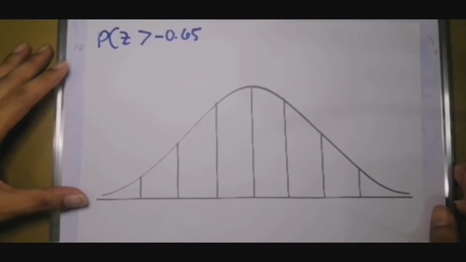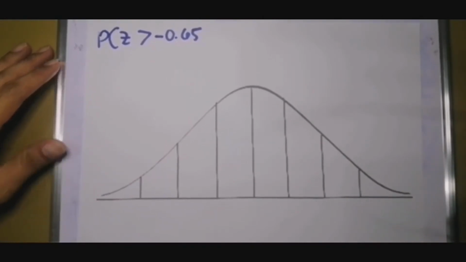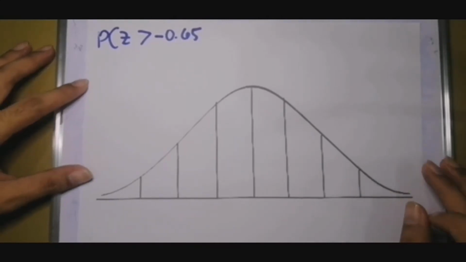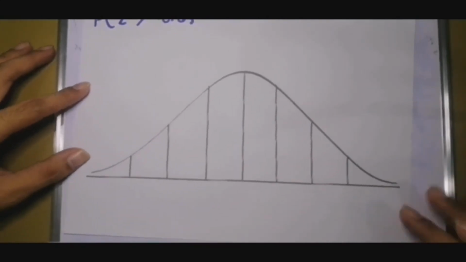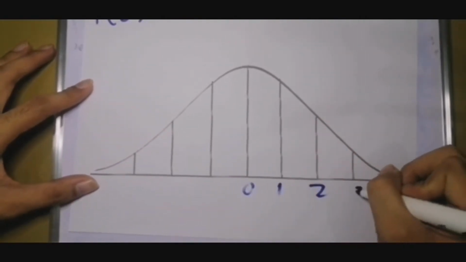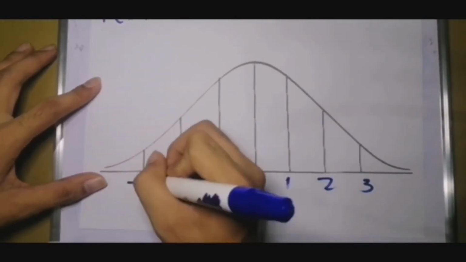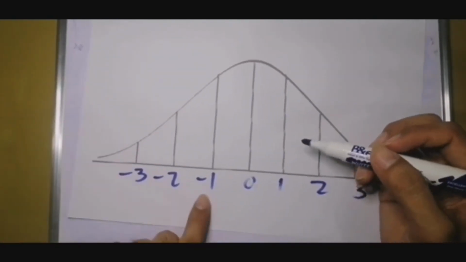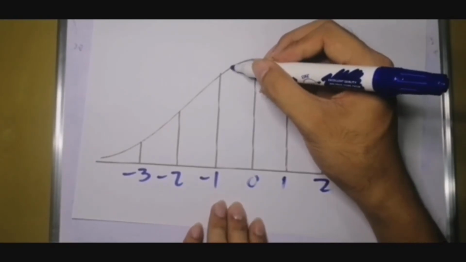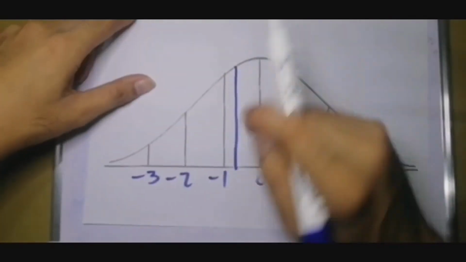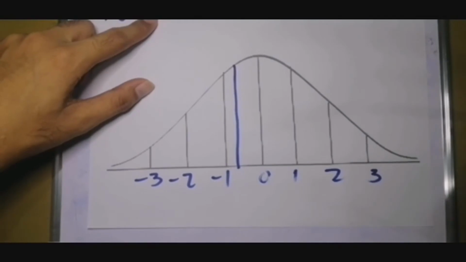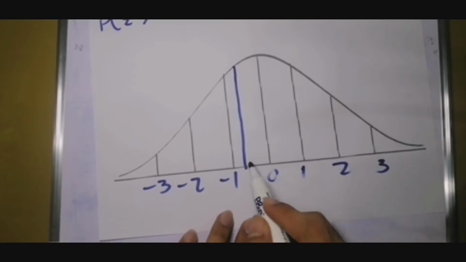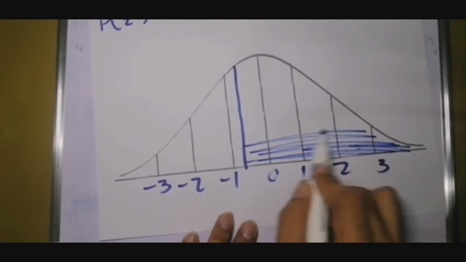Okay, last example. Using the standard normal curve, find the probability that z is greater than negative 0.65. So, normal curve, where is negative 0.65? It is around negative 1, so it is somewhere here. Then it is greater than negative 0.65, so this is the part.